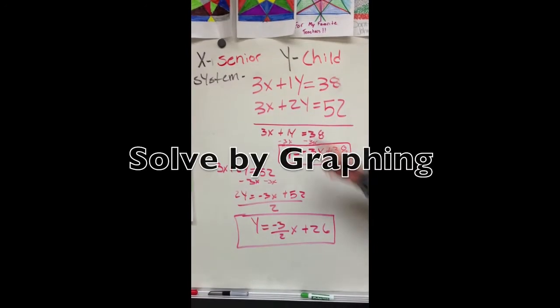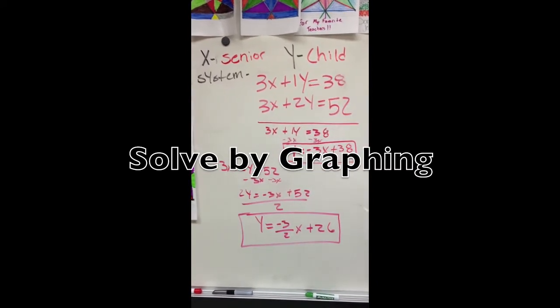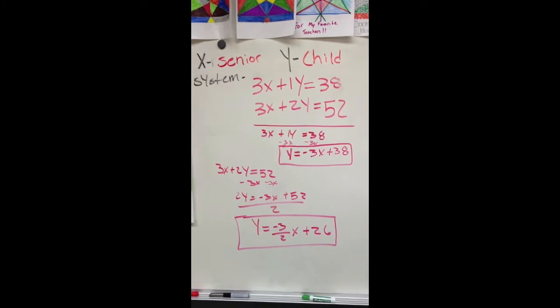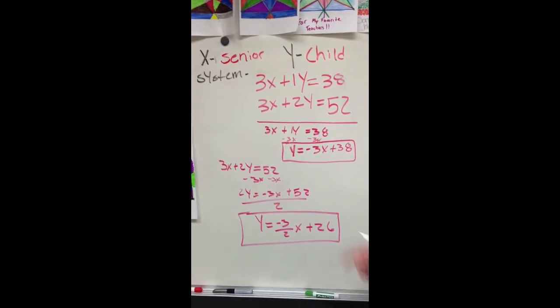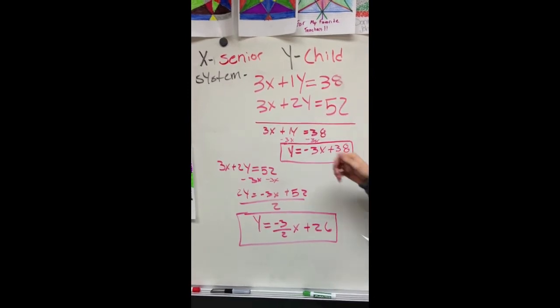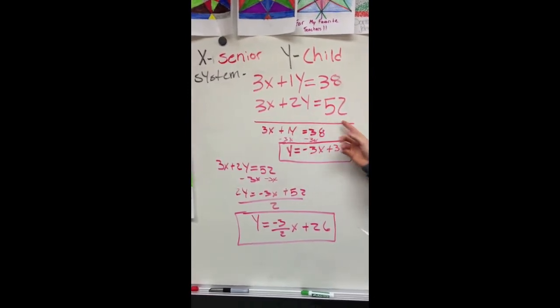Okay, so x is for our senior ticket prices and y is for our child ticket prices. The system we came up with for the first day is 3x plus 1y equals 38, and the second day is 3x plus 2y equals 52.